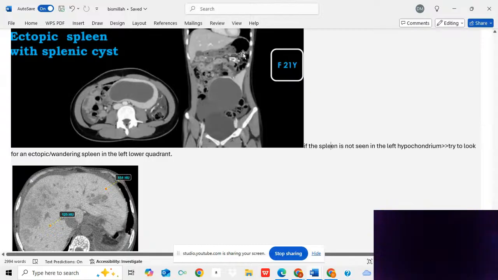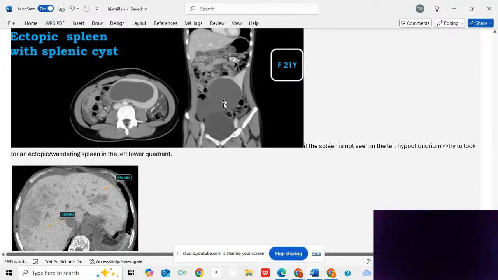Now we checked the spleen, but we couldn't find any splenic tissue here. What should we do? Look for the splenic tissue in any other sites. So yes, I found the splenic tissue in the left lower quadrant instead of the left hypochondrium.